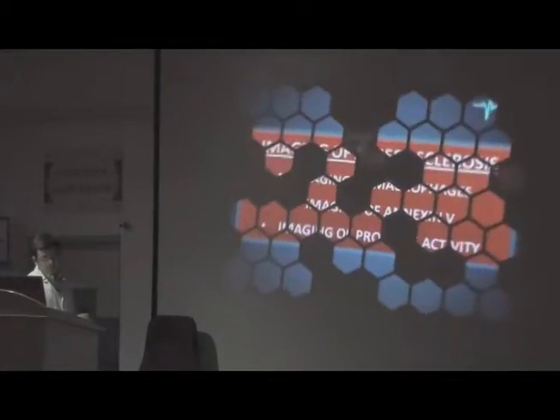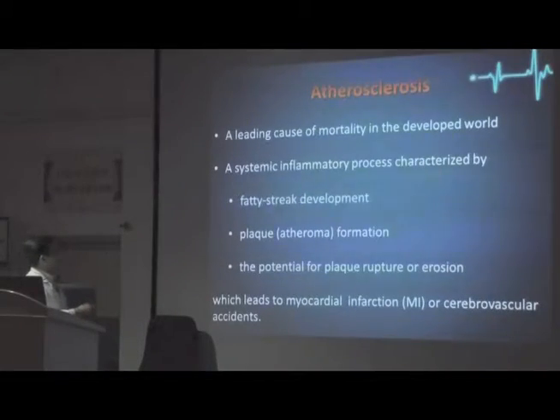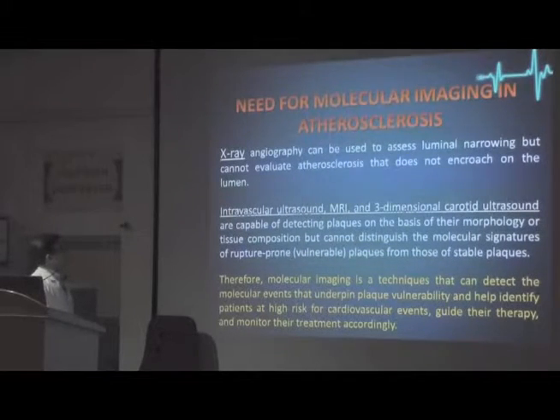So, imaging of atherosclerosis, using macrophages or annexin V or protease activities. Atherosclerosis is a leading cause of mortality in the developed world. It is a systemic inflammatory process characterized by fatty streak development, plaque formation, and potential for plaque rupture and erosion, which leads to myocardial infarction or cerebrovascular accidents. Why is there a need for molecular imaging in atherosclerosis?